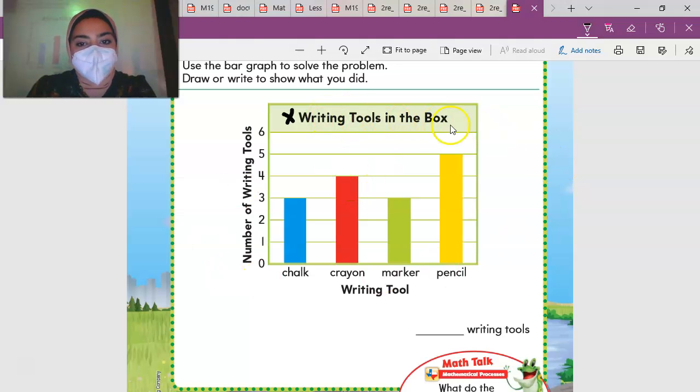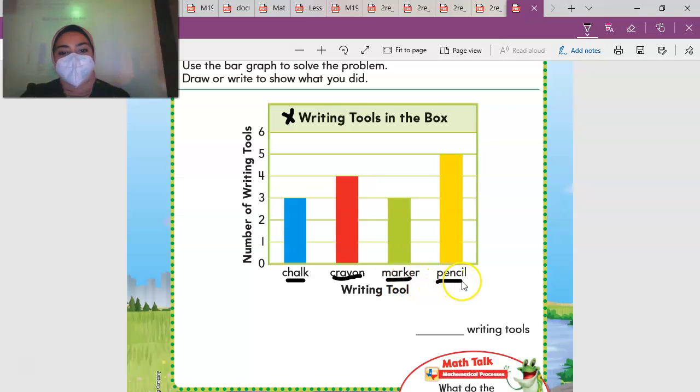They're putting in the writing tools in the box. So I guess they have a crayon box with different writing tools. What are the different writing tools? That's what's listed on the bottom. There's chalk, crayon, marker, and pencil. These are the 4 different writing tools in the box. The side here, the scale, or where the numbers are, that shows the number of writing tools. How many of that writing tool is in the box?